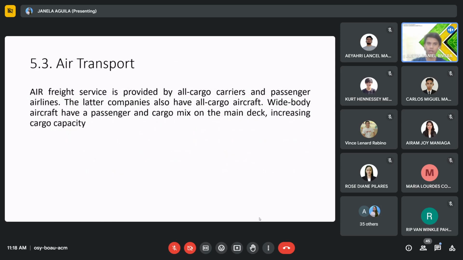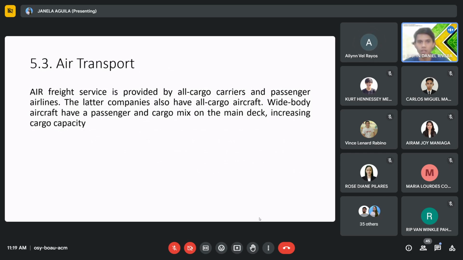Next naman po ay third transport. Hello, mahina ba ang audio? Hello po. Mahina po yung audio ng nagsasalita. Ngayon po, rinig na po.